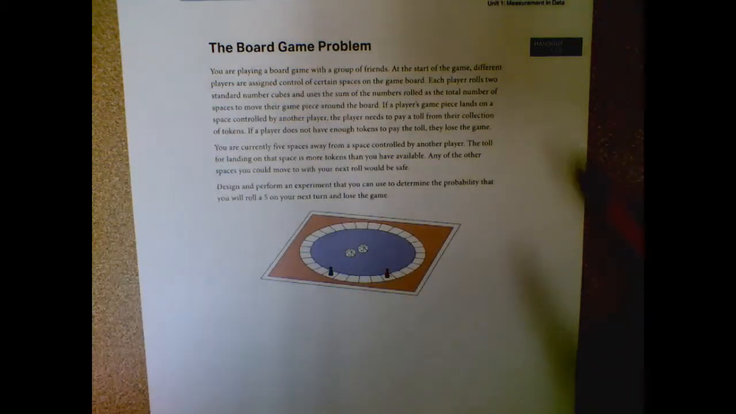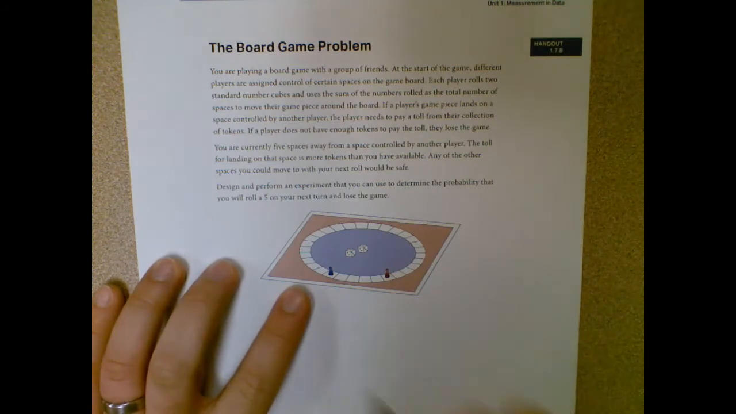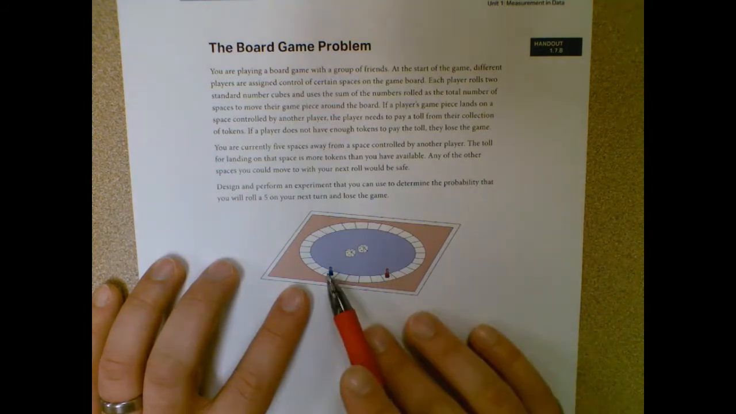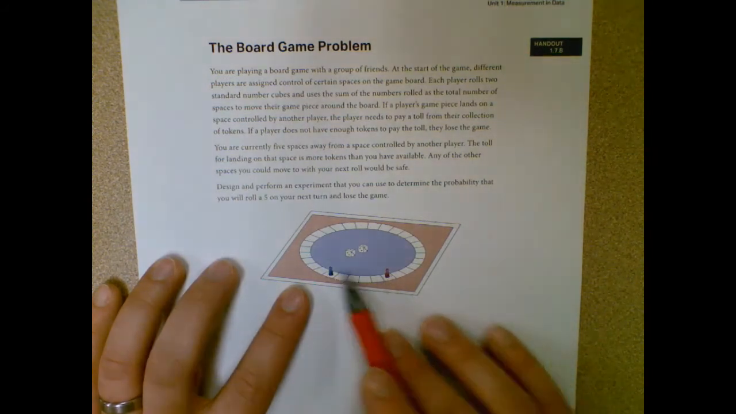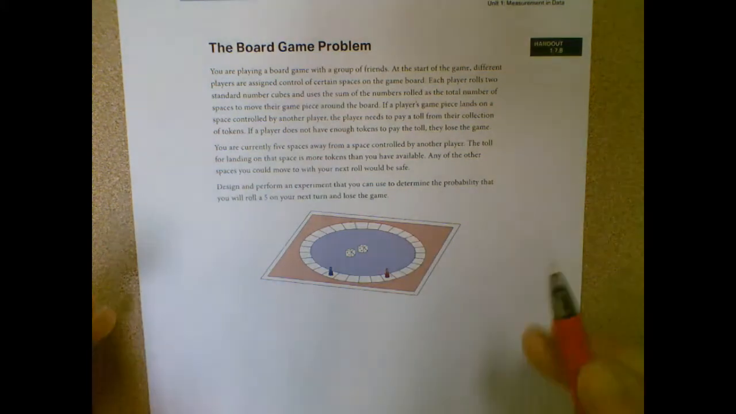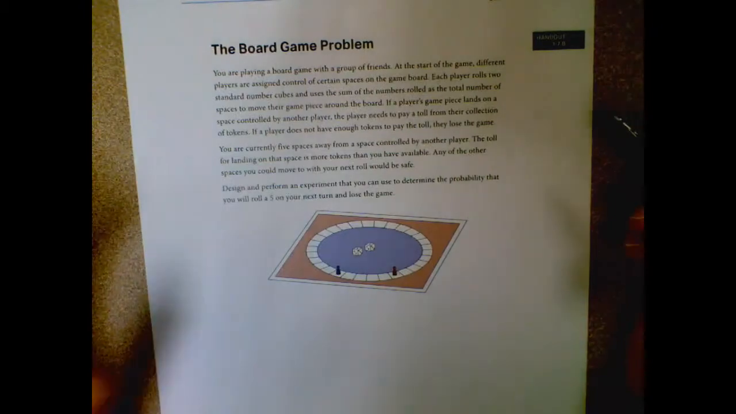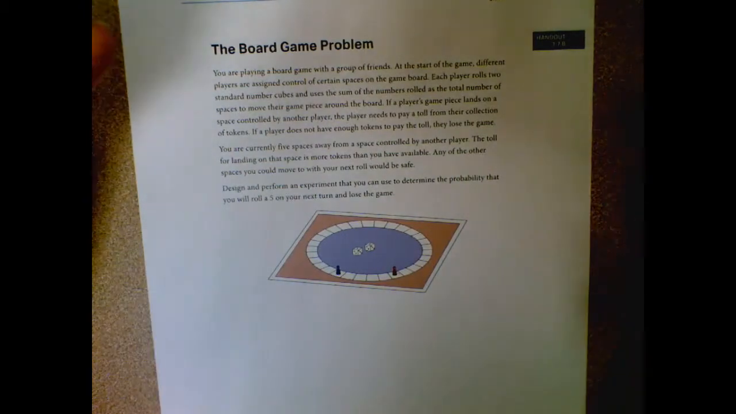So right now, we are 5 spaces behind this blue player here, and we don't have enough tokens to give him, so if we land there, we lose. But if we land anywhere else, we're good. So what we're trying to do is figure out what is the probability we roll a 5. There's a couple ways you could approach this.